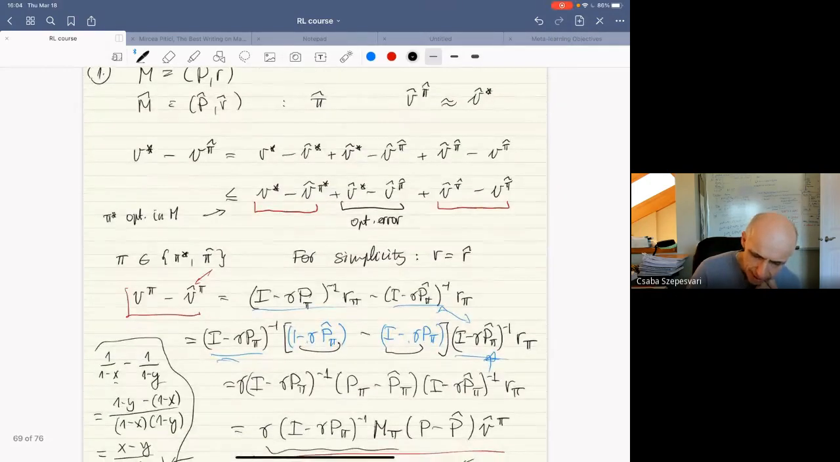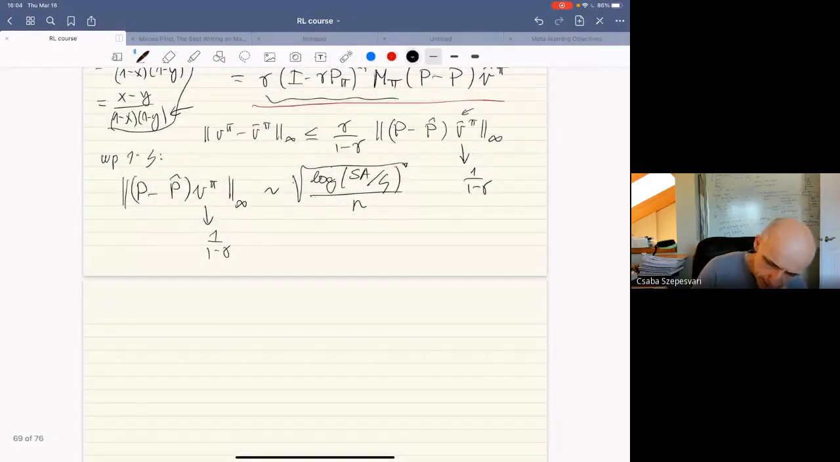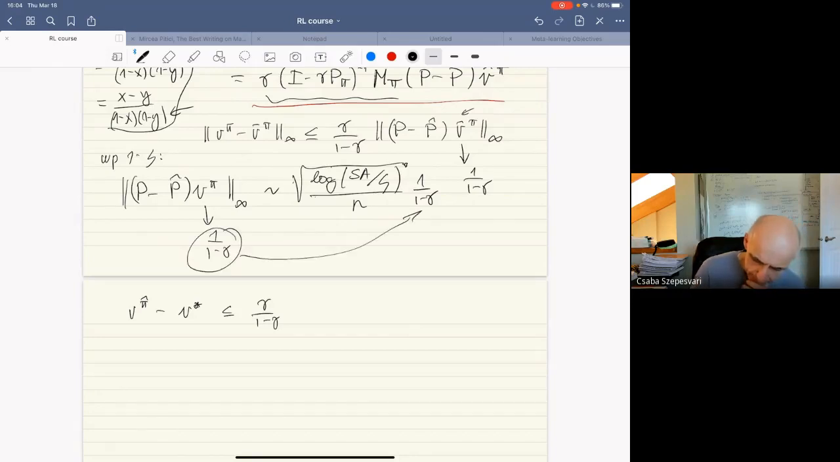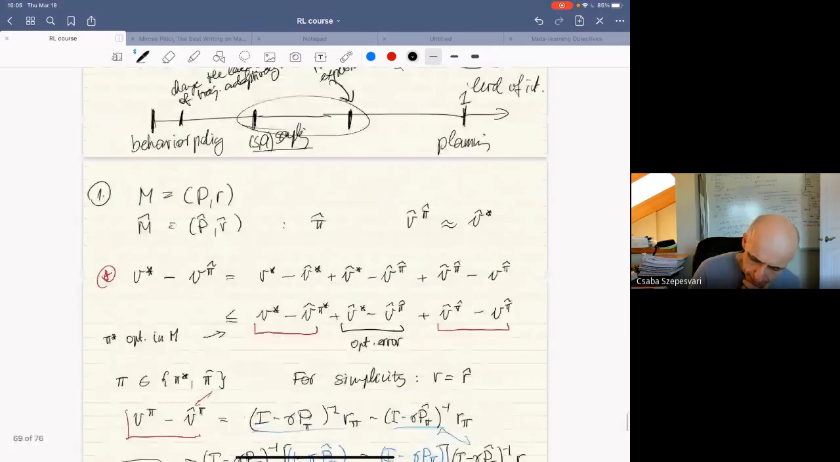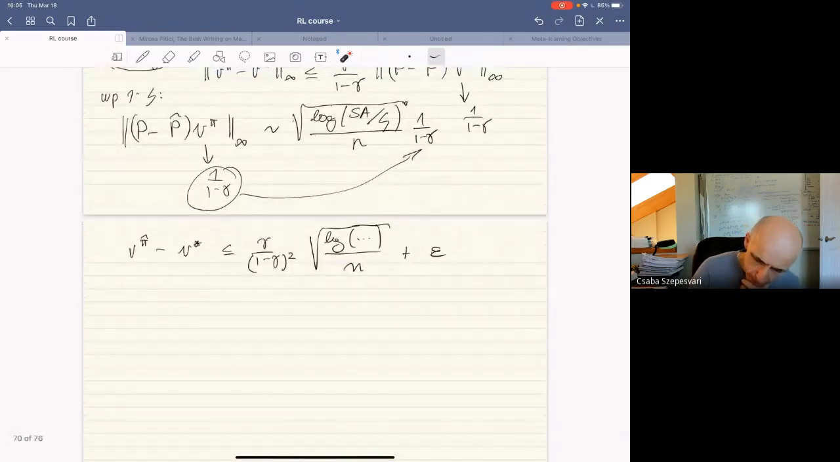And now we can plug back into this first guy. So we get that V^π̂ minus V star is upper bounded by gamma over 1 minus gamma. There is a 1 over 1 minus gamma I'm missing here because this is of order of this size. So that's what we should have there. And so from that comes a factor of 2. And there is this log term divided by n, plus the second term, which was the optimization error, which is epsilon. And this is the second guy. And the third guy is of the same order as the first guy. So we have a factor of 2.